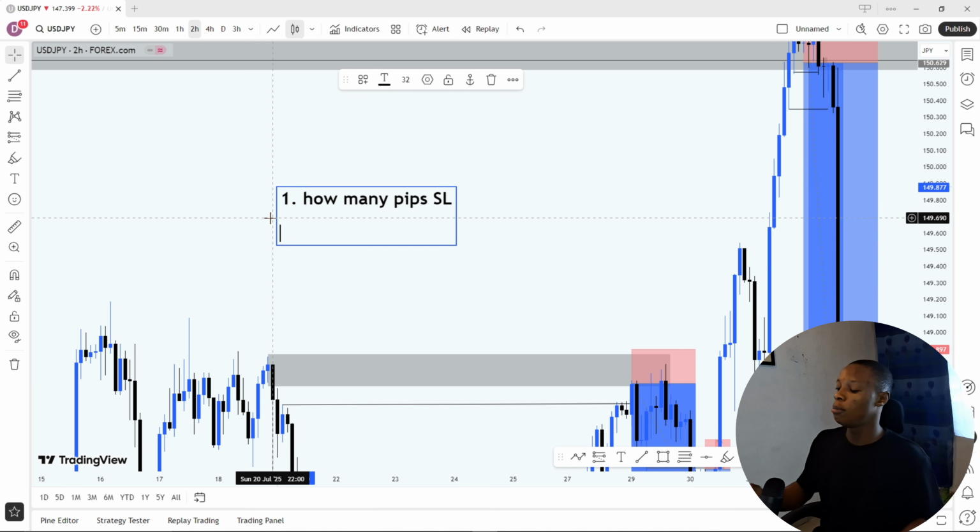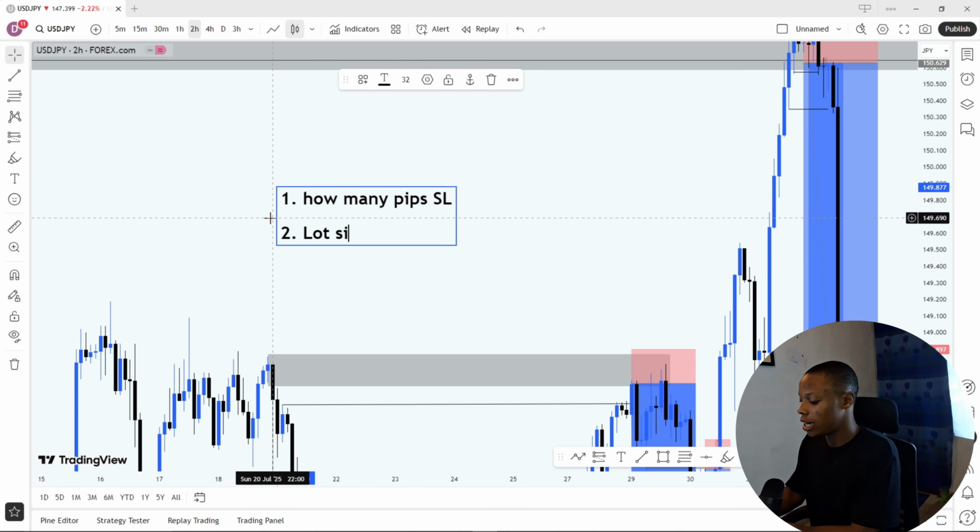SL, meaning how many pips are you risking on that very trade? Is it 20 pips? Is it 30 pips? Is it 100 pips? You want to know. Once you know that, you will now know the lot size that is suitable for your risk.